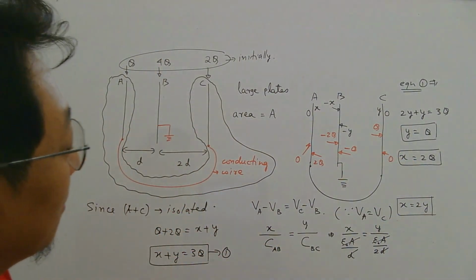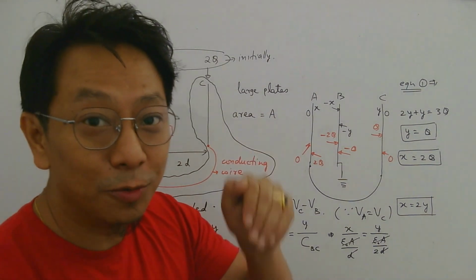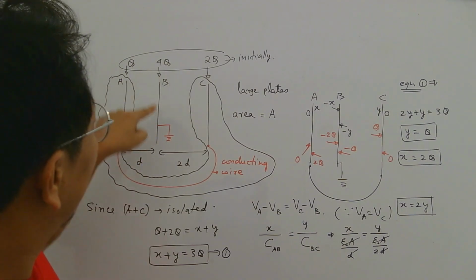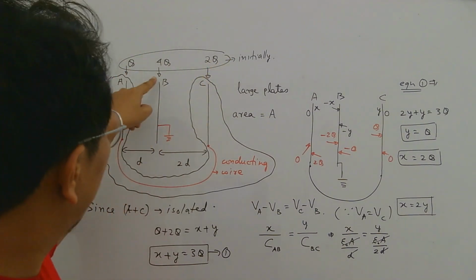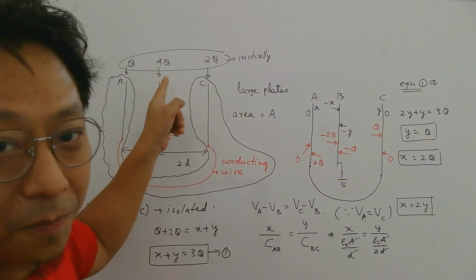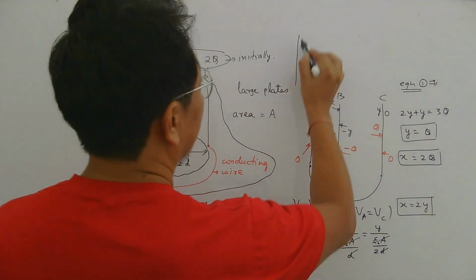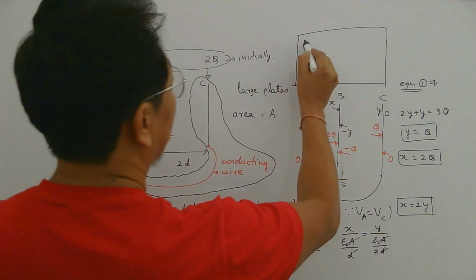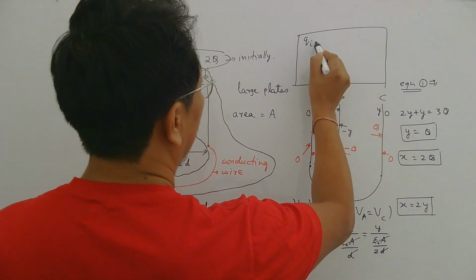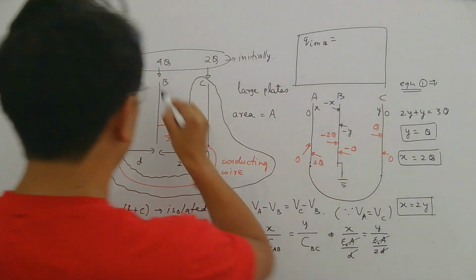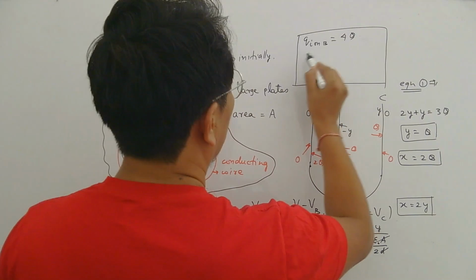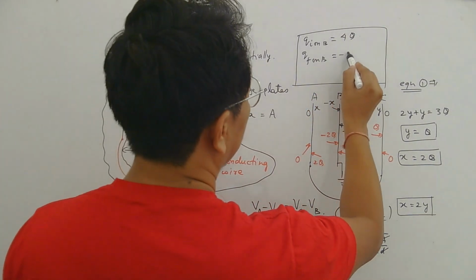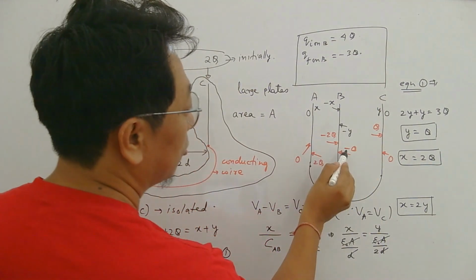By the way, notice something. If they ask how much charge went to ground, what will you tell? What was the charge on this plate before? These are the initial charges. So what was the charge on this plate initially? 4q. Right? So let me discuss in this part. Initial charge on plate B is equal to 4q. What is the final charge on plate B after grounding? Minus 3q. Correct? Minus 2q minus q.